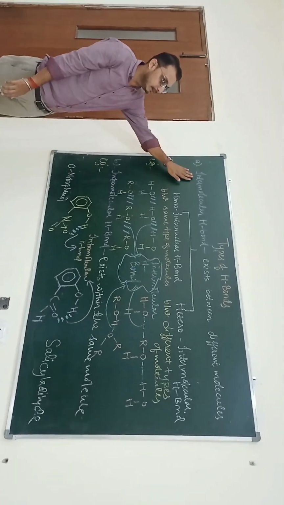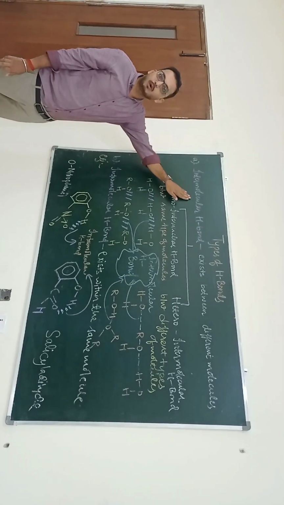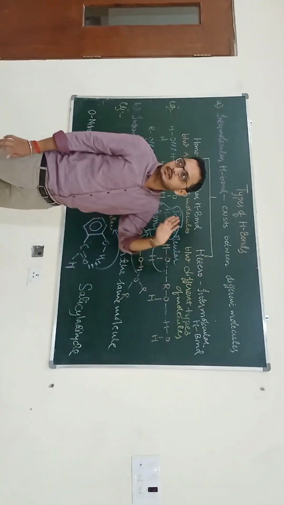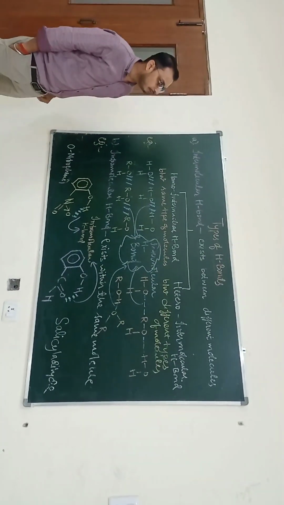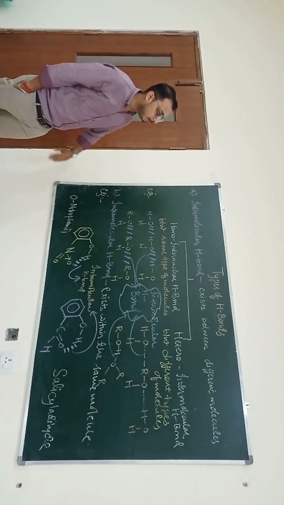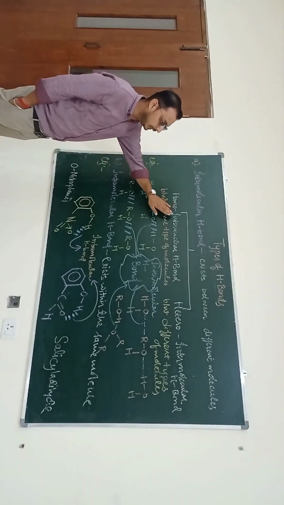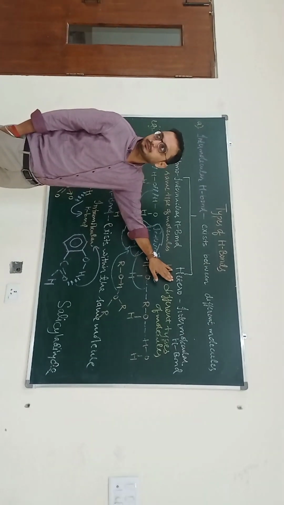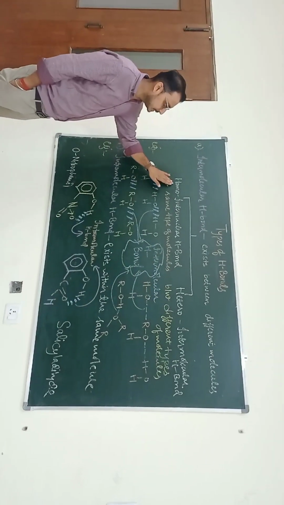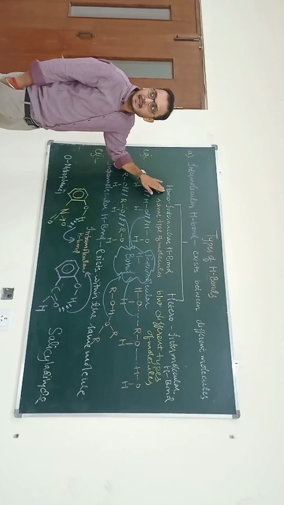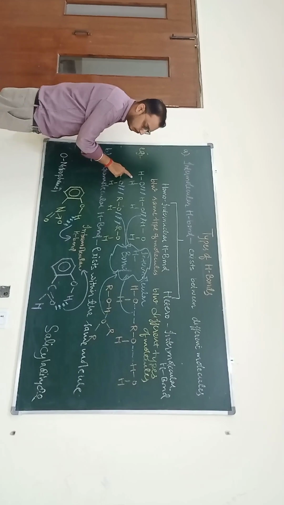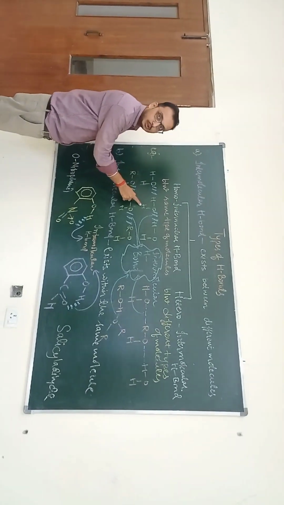First, I am going to explain about intermolecular hydrogen bond. Intermolecular hydrogen bond exists between different molecules. I can show you the example of intermolecular hydrogen bond with the help of two types, that is homo intermolecular hydrogen bond and hetero intermolecular hydrogen bond. Homo, as the name suggests, means same molecule, same type of molecule. So here I have taken example of water. This is one molecule of water, this is another molecule of water.